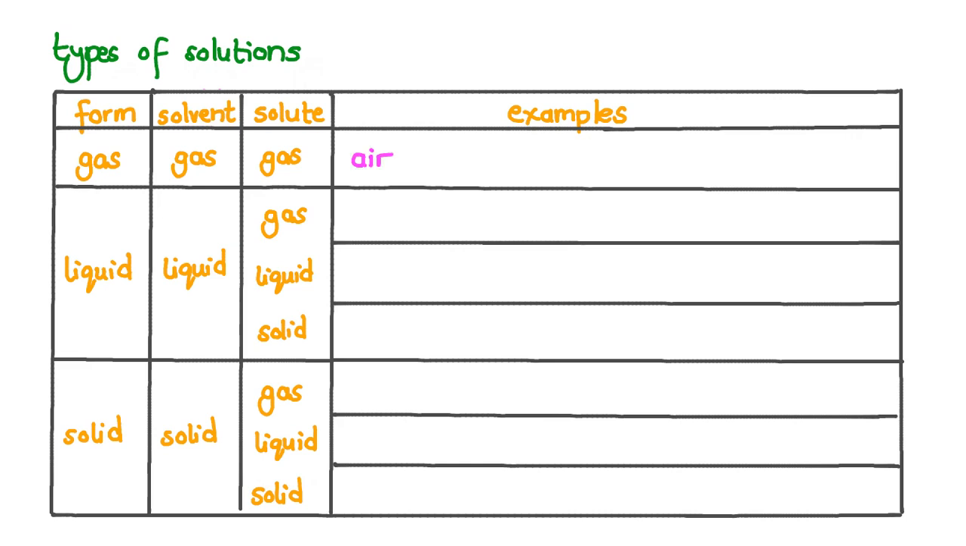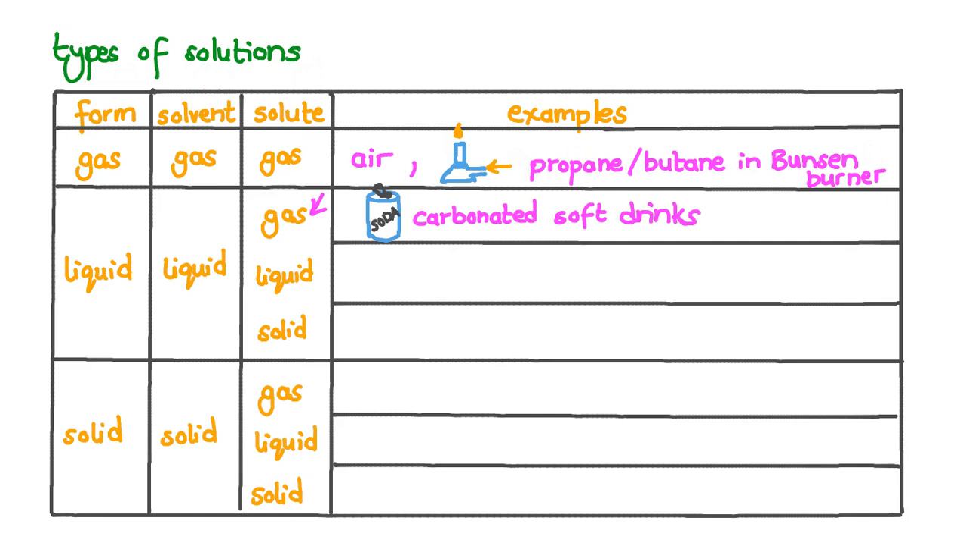Air is an example of gases dissolved or mixed homogeneously in gases. The propane-butane mixture in Bunsen burner fuel is another example of gases mixed homogeneously with other gases. An example of a gaseous solute in a liquid solvent are carbonated soft drinks or sodas. These beverages contain dissolved carbon dioxide gas.